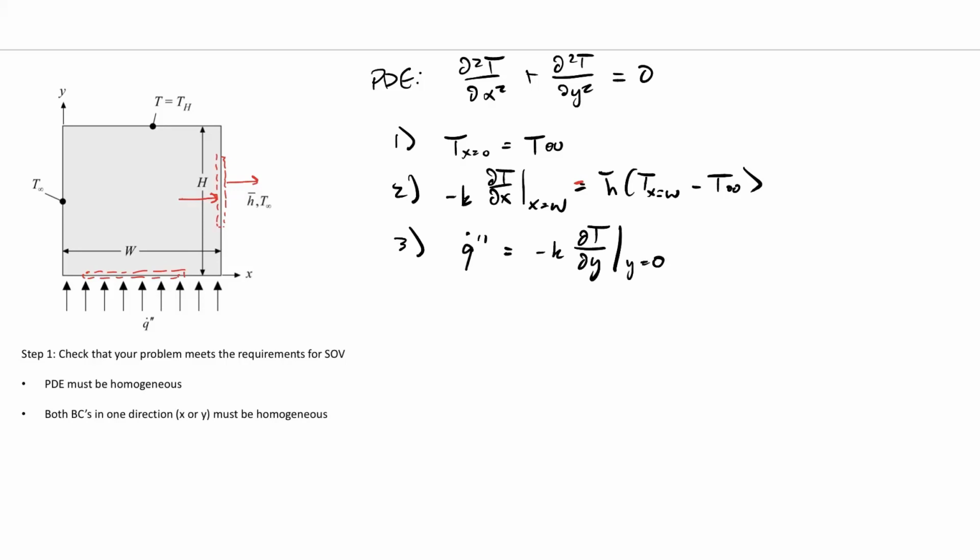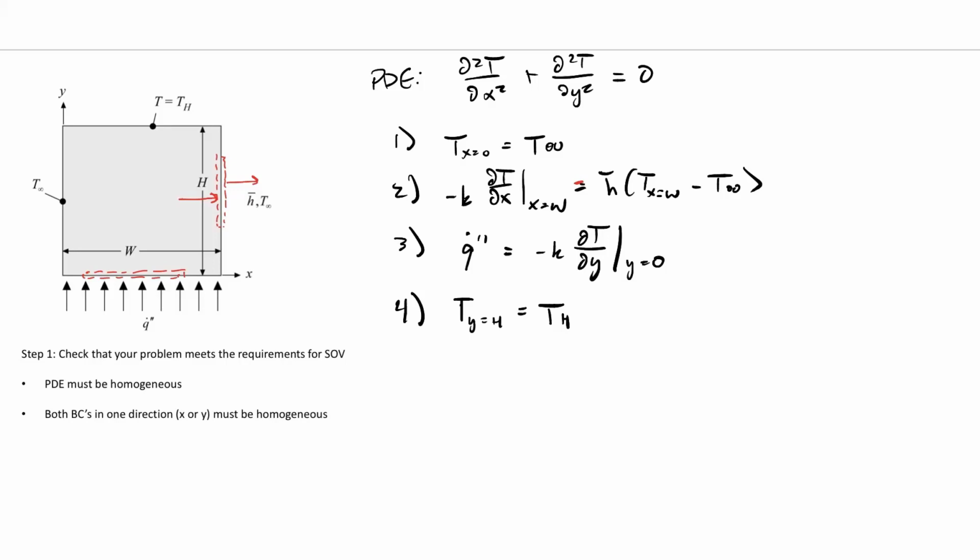Again, not a homogeneous boundary condition, right? The derivative of temperature is equal to something not 0. Okay, last boundary condition. This one's easy. T at y equals h is equal to T h, not homogeneous. Okay.